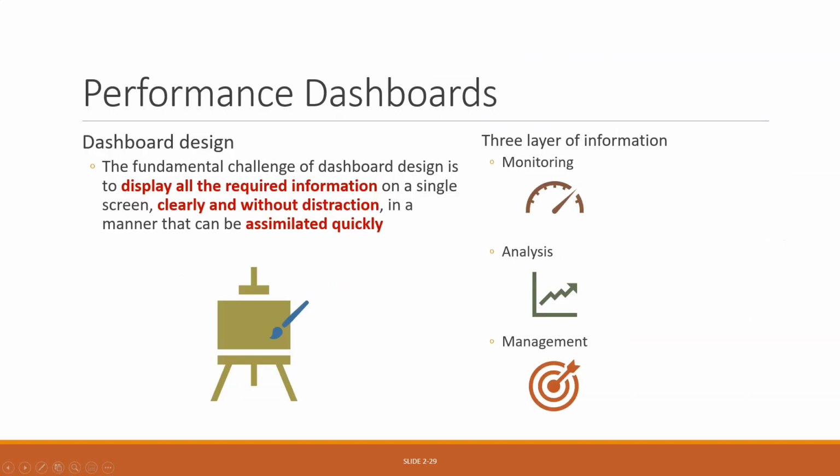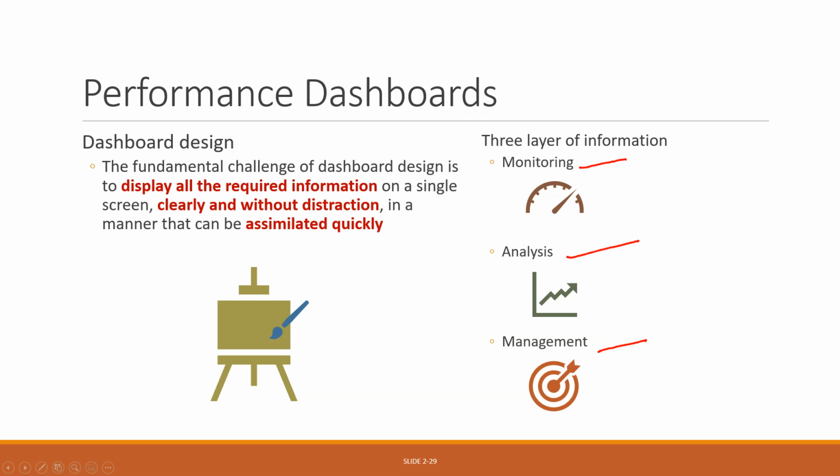All right, so performance dashboards display all the required information. It needs to be clear without distraction, and all that information can be assimilated quickly. So there are 3 layers of information. There's monitoring, which allows the executive to monitor what's happening in the business. There's some level of analysis. We saw previously where we were looking at the profit margin in comparison to the previous year. And then there are management opportunities, right?